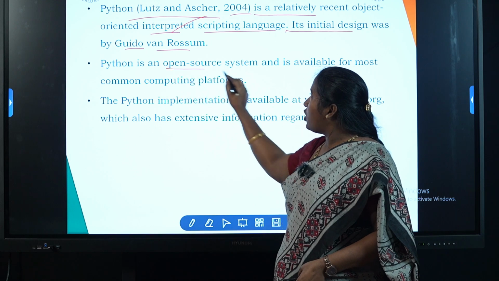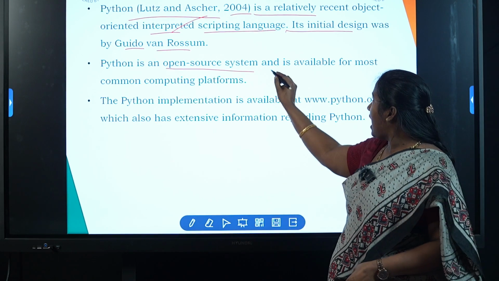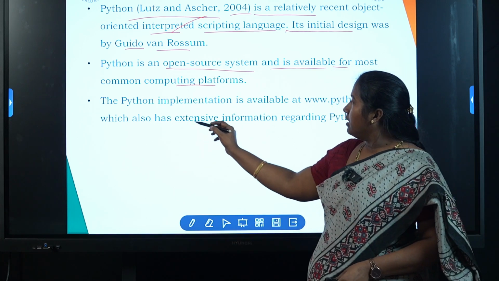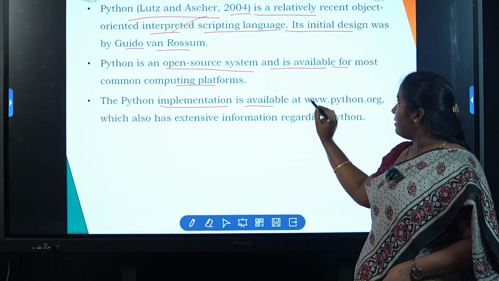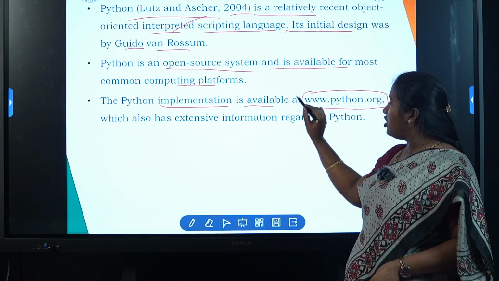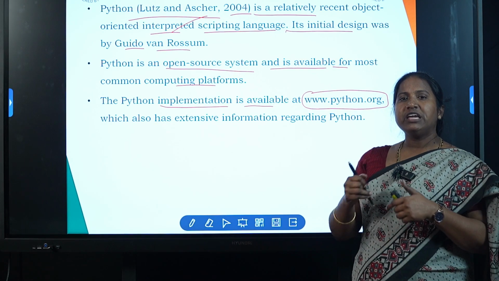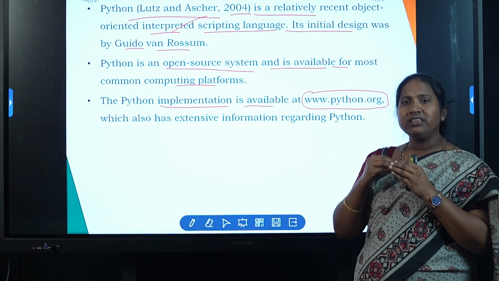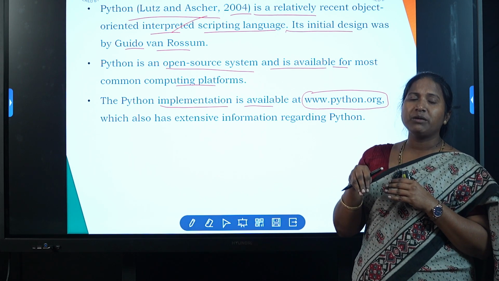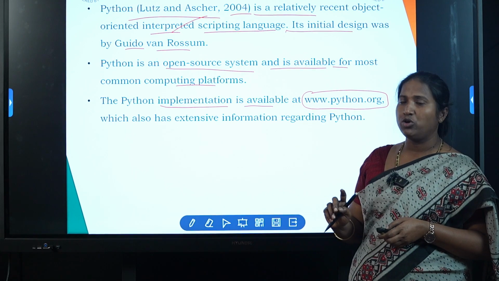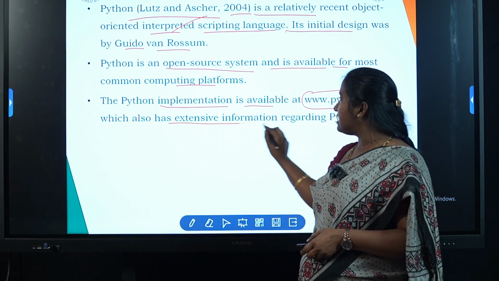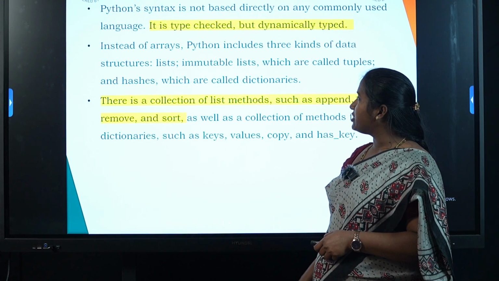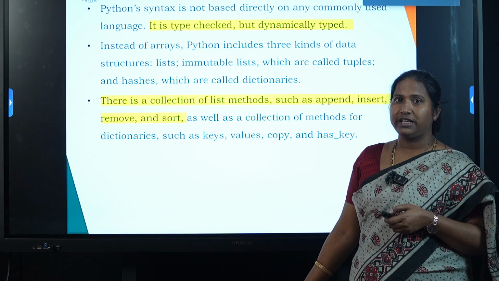Python is an open source system and is available for most common computing platforms. The Python implementation is available at www.python.org. So everyone can do their research on the Python versions, and the versions get updated from time to time. From this site we can download it, and it also has extensive information regarding Python. So this is the general information about Python. Let's see what it contains.